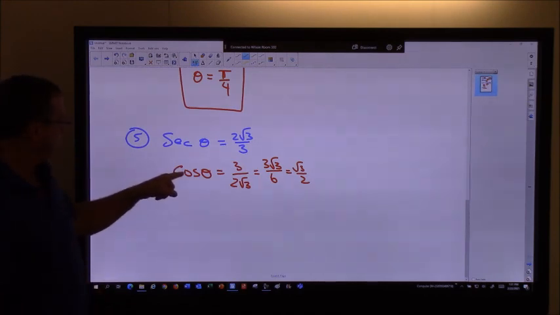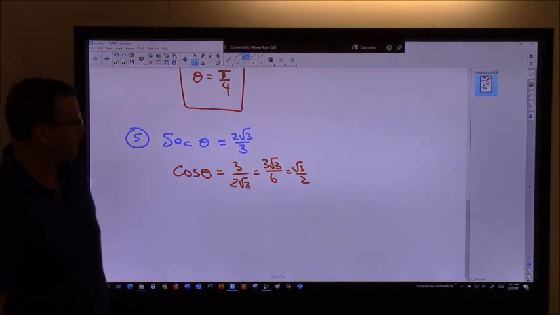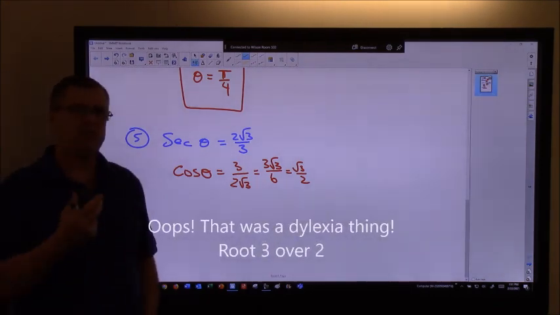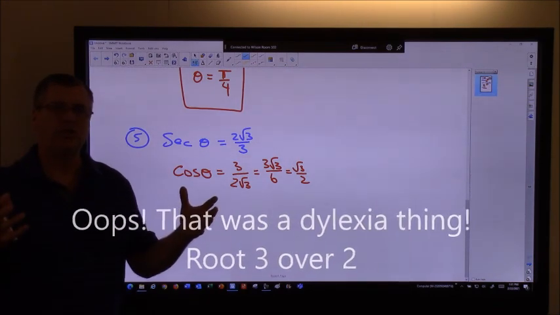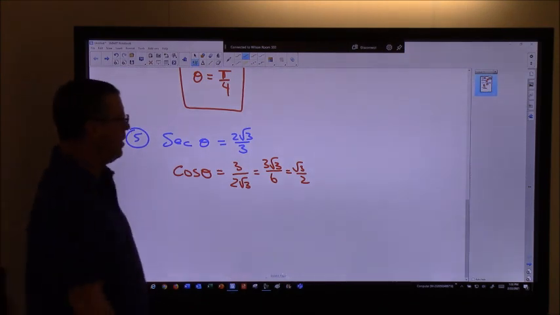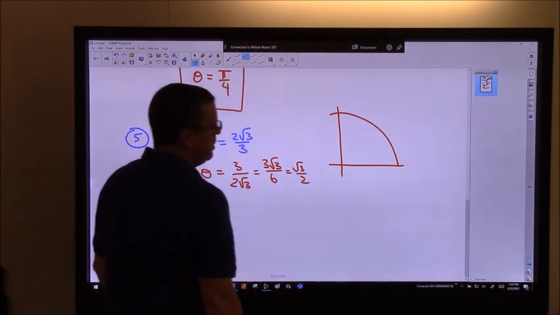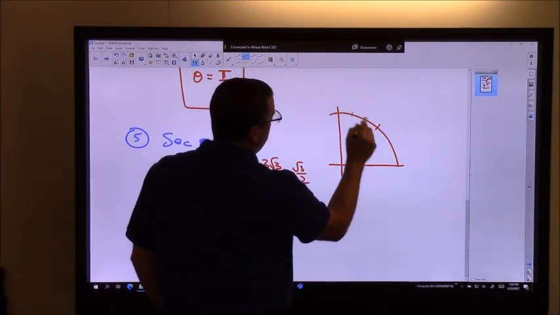So where on the unit circle does the cosine of theta equal root 3 over 2? And what I'm going to do this time, instead of drawing the entire unit circle, since they said let's just work in the first quadrant, I'm just going to draw that one part of it. Okay? So here's my xy axis. There's my unit circle. I'll put my 5 tick marks in there.